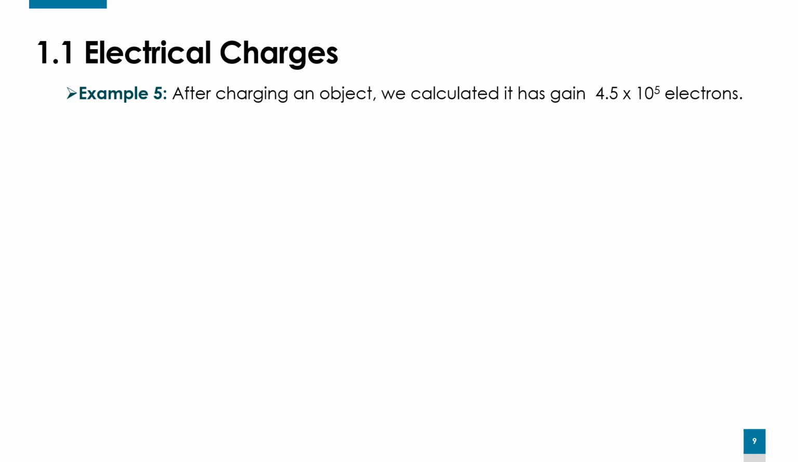Okay, so breathe, it's the last one. After charging an object, we calculate it has gained 4.5 times 10 to the power of 5 electrons. So now I receive the electrons. If I receive electrons, what should come to your mind? Am I going to be more negative or positive? I'm going to be more negative, right? So is the resultant charge positive or negative?